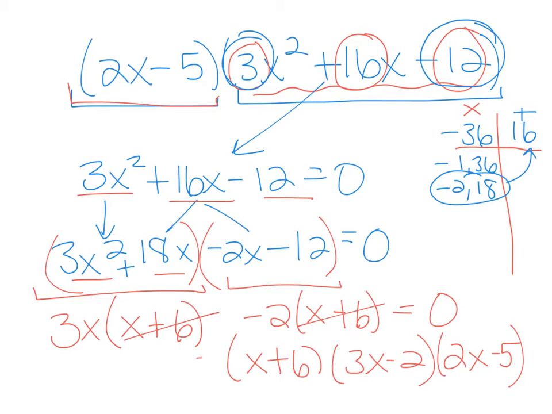And so if I set each of those equal to 0, then I could find the zeros of the function. But I don't need to. We're not trying to find the zeros in this example. They just wanted us to factor the polynomial all the way, which we have. We have x plus 6 times 3x minus 2 times 2x minus 5.